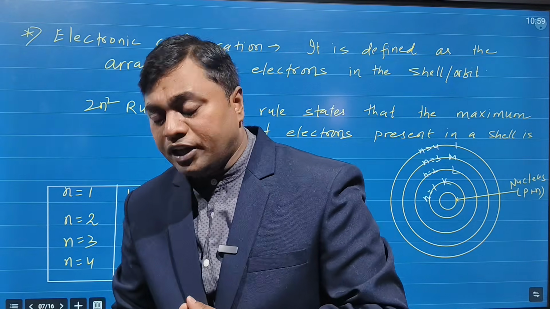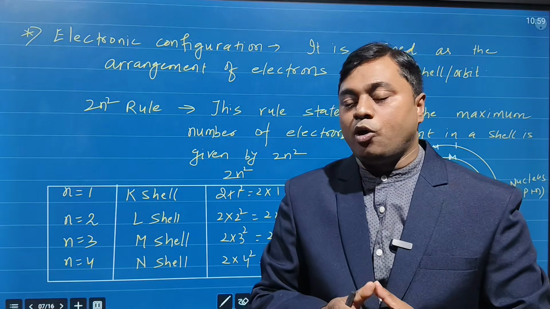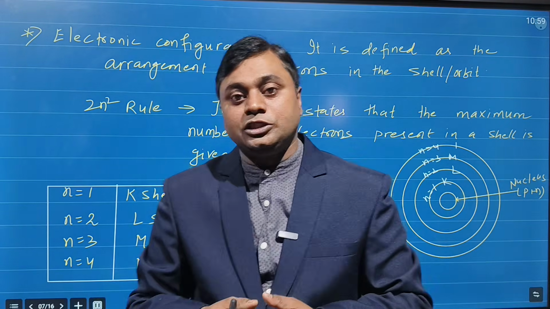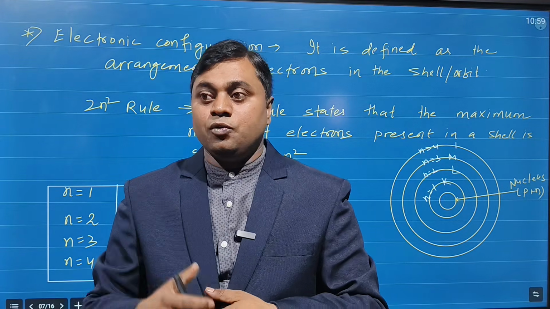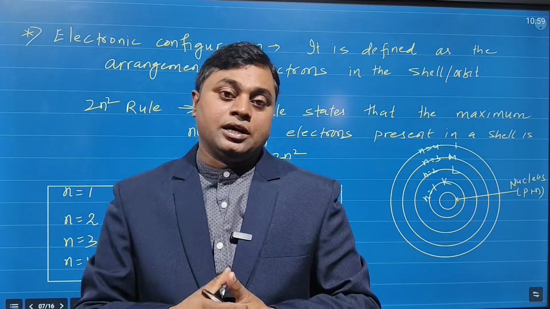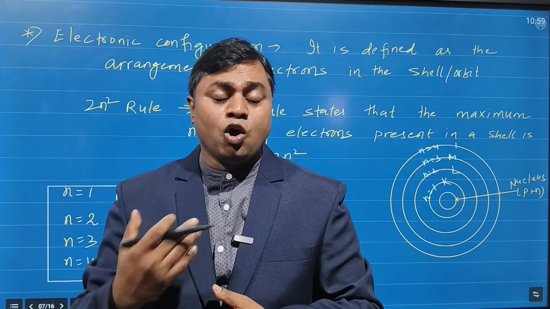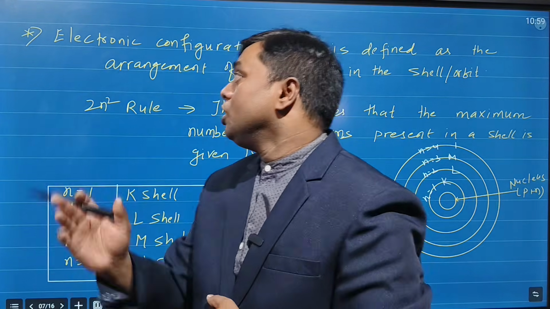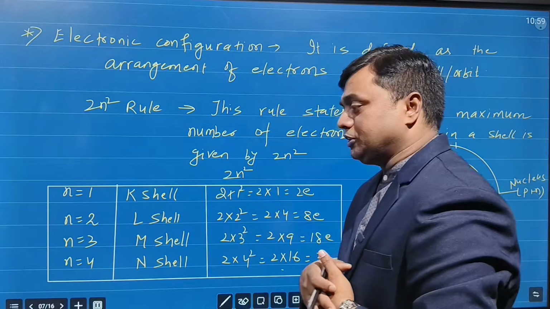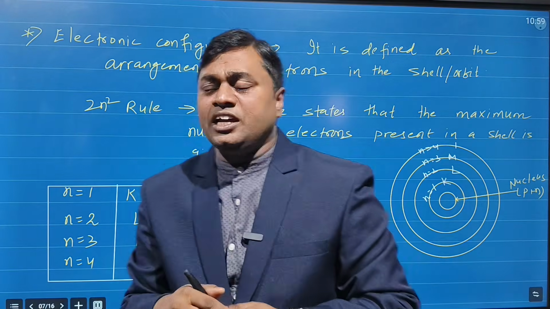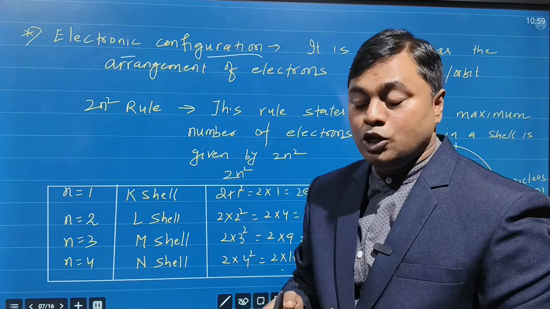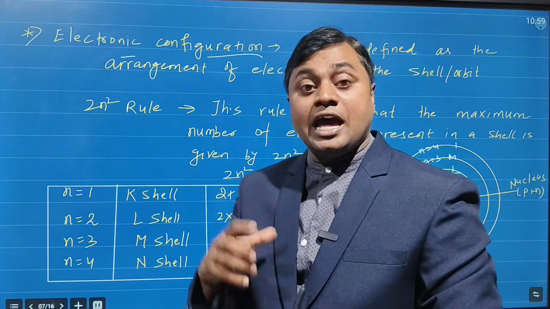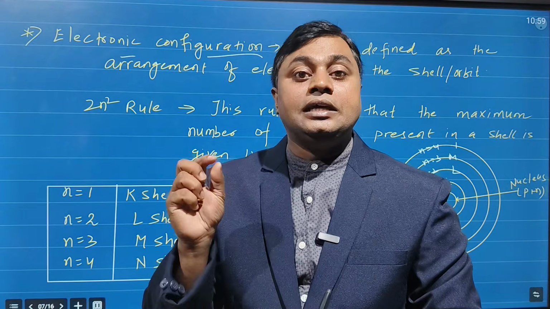Let's talk about the electronic configuration. It's very important. With the help of electronic configuration only, we find the valencies of the atom. We are able to tell whether the atom is a metal, non-metal, or noble gas. Yes or no? So let's start electronic configuration. As the name suggests, electronic relates to the electrons only, and configuration means arrangement. So we can say it is defined as the arrangement of electrons in the atom.